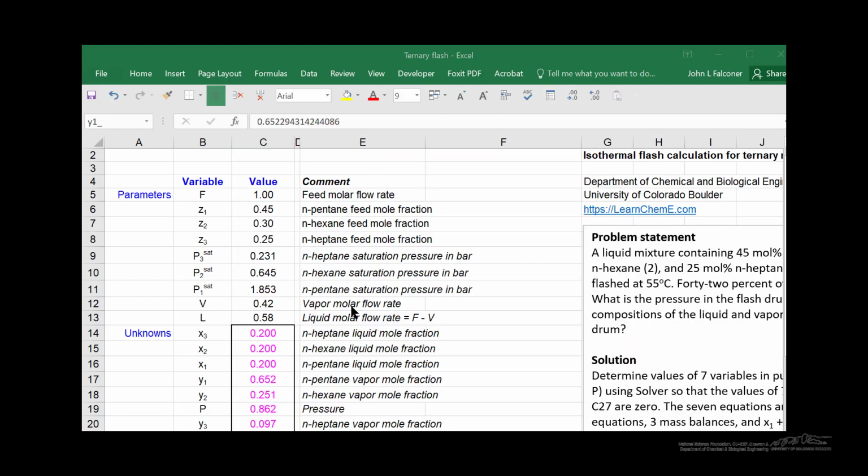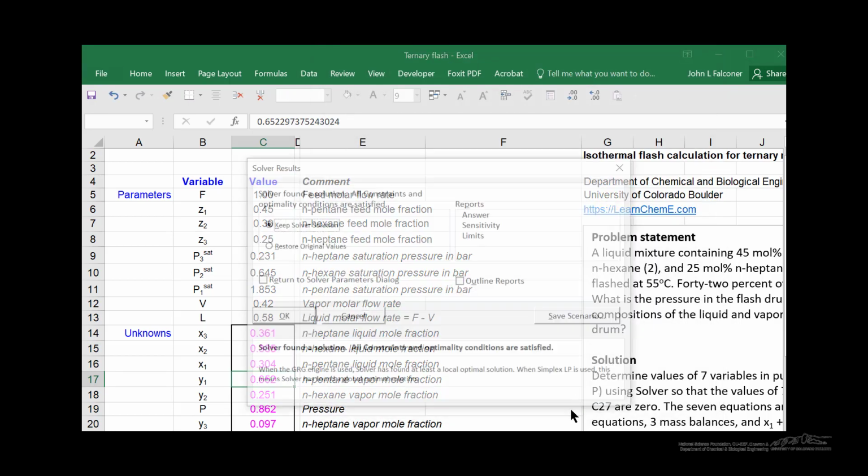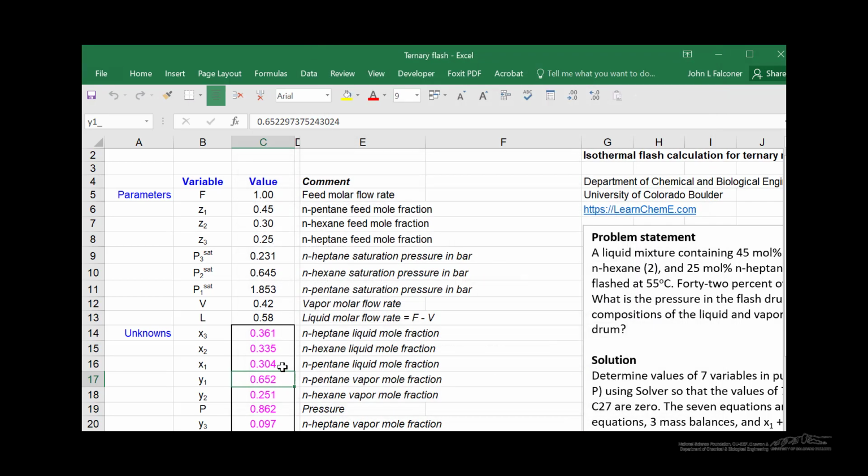So to demonstrate solver, I went and changed the cells C14 to C16 away from the correct values, and now when I run solver, select solve, it found the solution and it found the values that we had previously calculated.